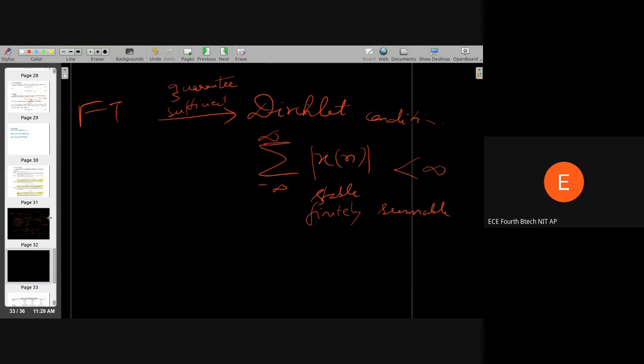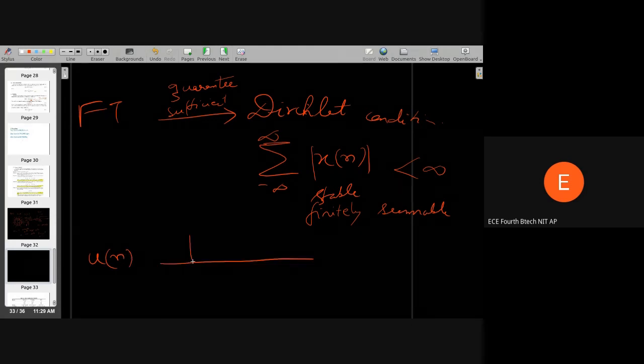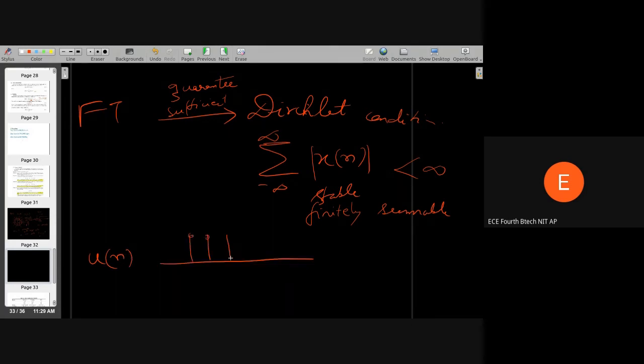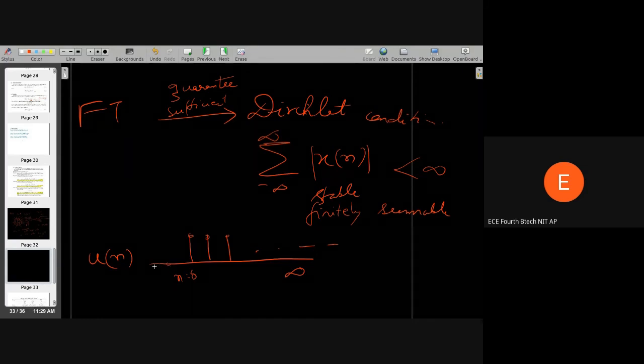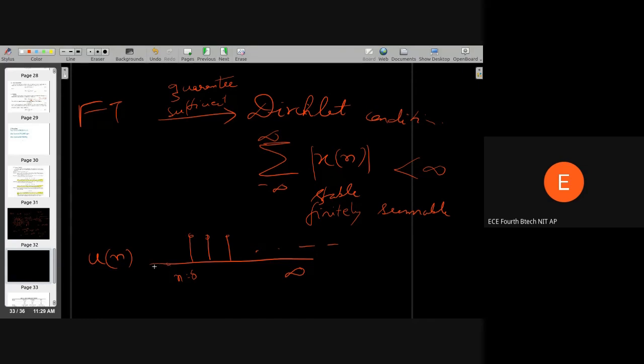But for example, you have this unit step function, n equal to 0 to infinity. Less than n equal to 0 does not exist, but it exists for infinite time till infinity. It's the unit step function. You should recall this function. This does not follow Dirichlet condition, but it still has Fourier transform.